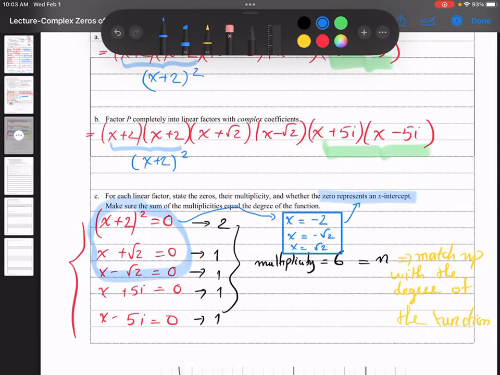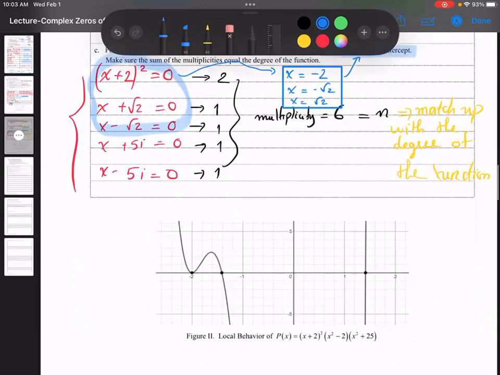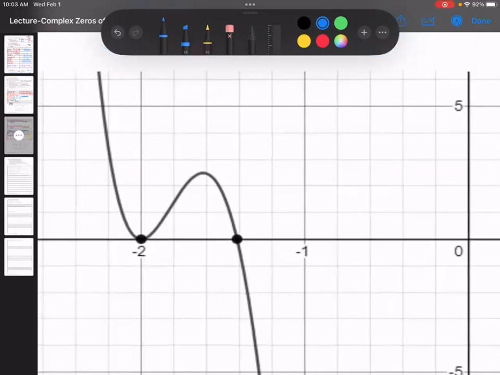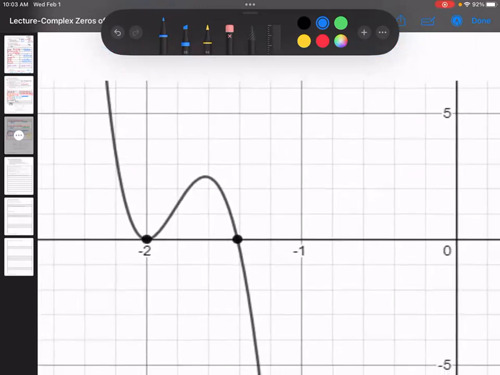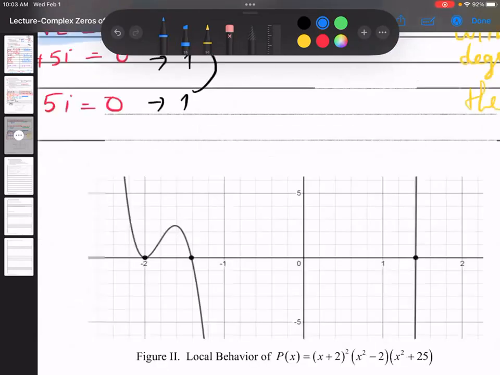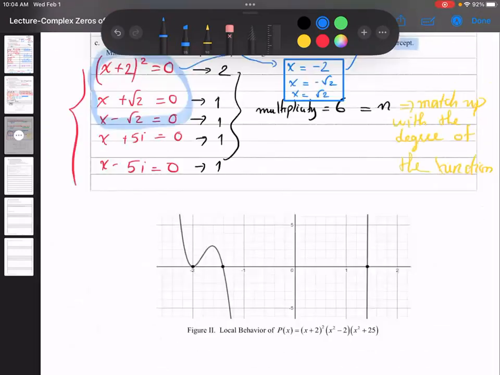So far, so good. If you look at the graph of that function, you see four real zeros. At negative 2 it bounces off, so that's a multiplicity of 2, right? And it goes through at negative root 2 and then positive root 2. So you see 4 real zeros there, 2 of which are a double root.